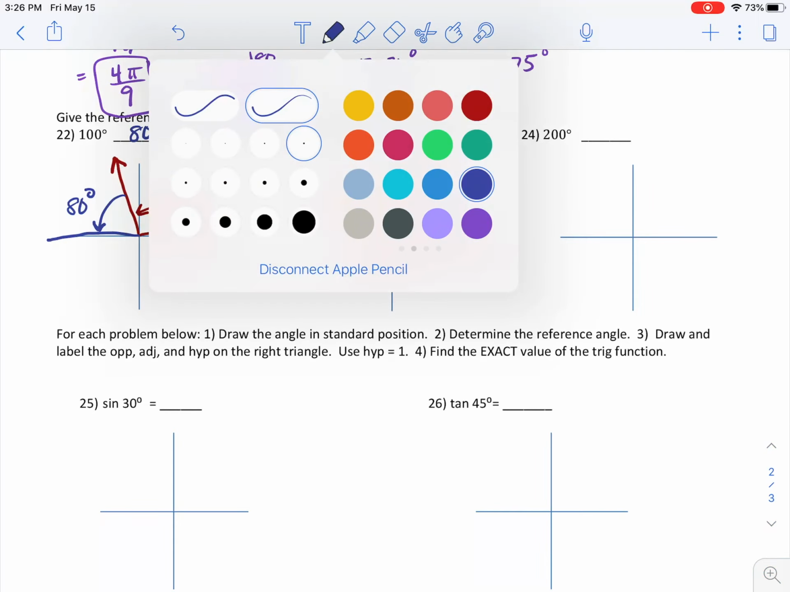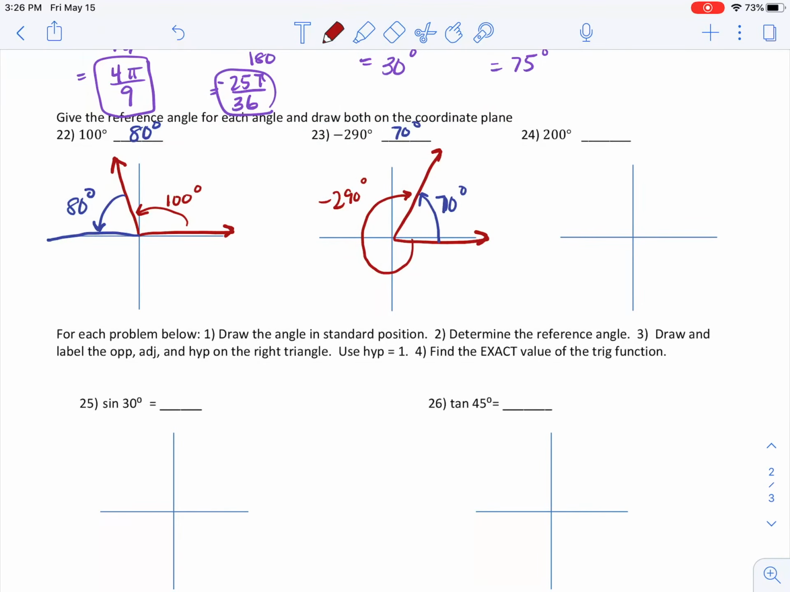All right, one more time, 200 degrees, that's more than 180. So that's going to be somewhere over here, 200 degrees. Now for this one, this is kind of different, but you go back to the x-axis right here, because you always draw your angle back to the x-axis. Now, how much further than 180 did we go? We went 20 degrees past 180, 200 minus 180. So my reference angle is 20 degrees.